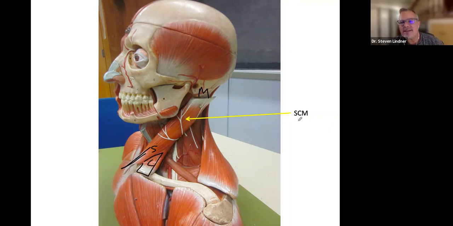When the left SCM contracts, right, this is the left SCM, it's going to rotate the head to the right. So when this contracts, it's going to turn the head in that direction to the right. And it will laterally bend this way. So it will do left lateral bending, bring the left ear to the left shoulder, but it'll rotate the head to the right in the opposite direction.